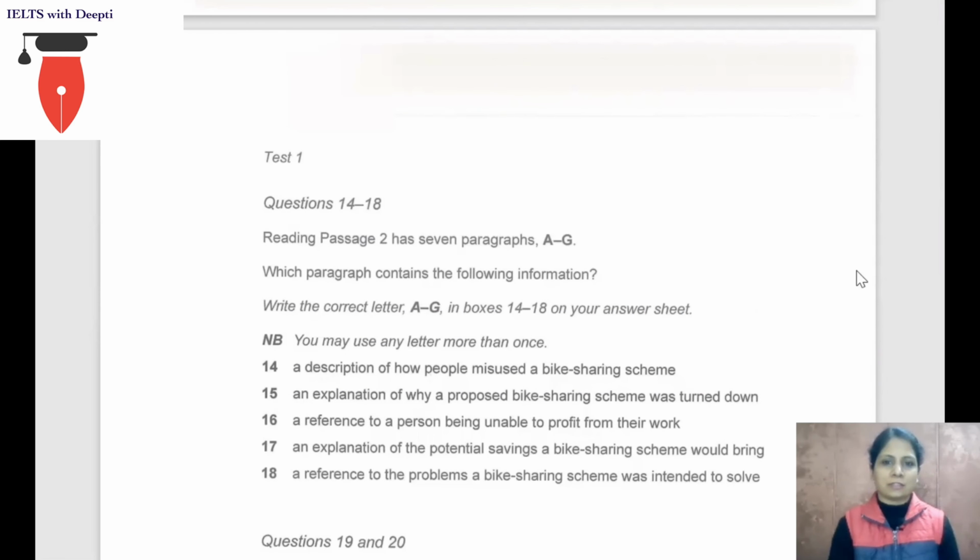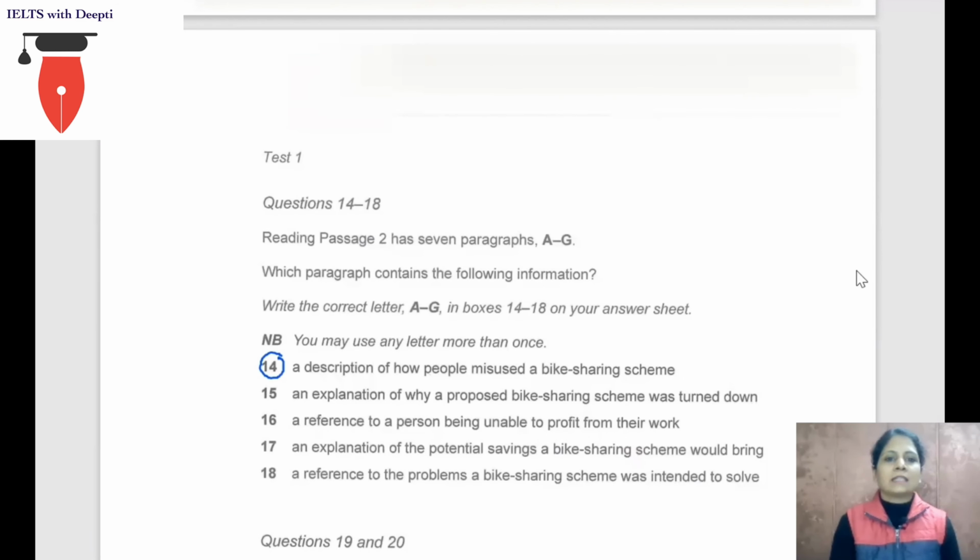For the purpose of this test, I am referring to Cambridge IELTS Book 14. It is the academic module. We are looking at the first reading test, and this is the second passage in the first reading test. So let's start and see how we can use this strategy that we will discuss in this video to solve this particular question type. So question number 14 that we have here states, it is a description of how people misused a bike sharing scheme.